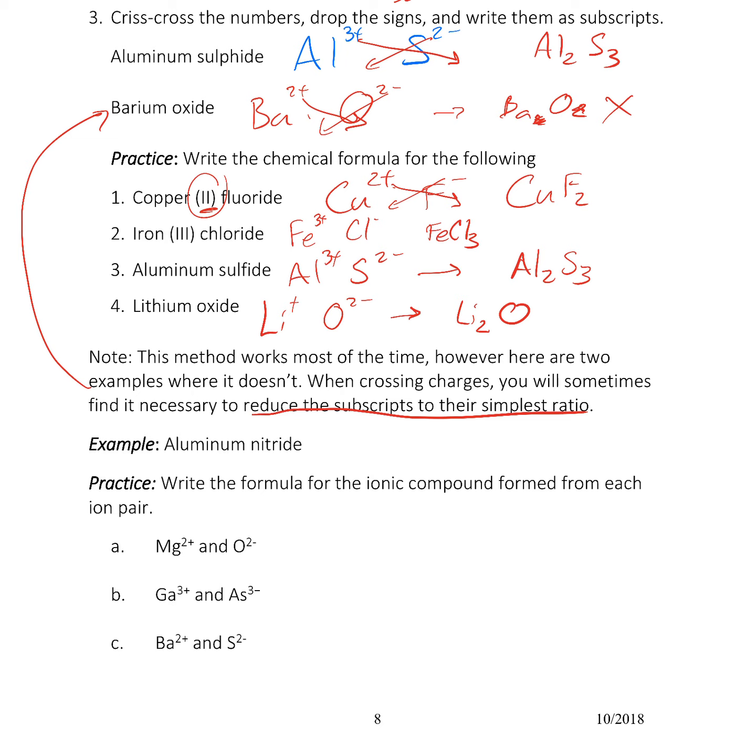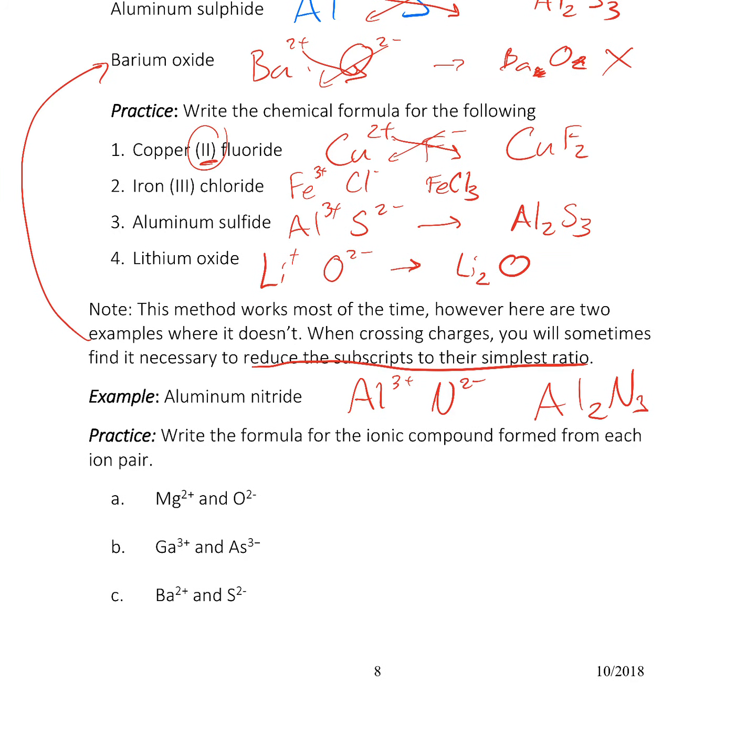Aluminum nitride, did we do this one already? I don't think so, but let's just do this one. Al3+ and N2-. Do the crisscross, that one works out all fine. Al2N3.